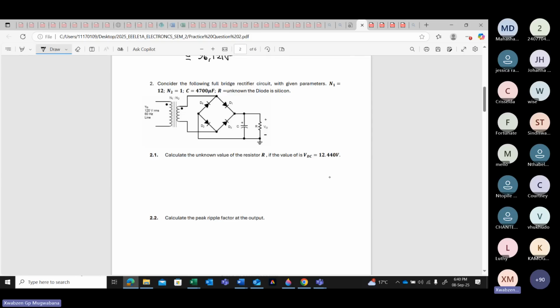12,440 volts. Can you see you are given the value of VDC? Are we together? It simply means that if VDC is given, what is missing here in the equation that I need?